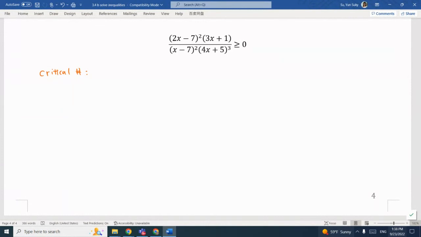So, okay, let's do it slowly. Set each factor equal to 0. So, 2x minus 7 equals 0. 3x plus 1 equals 0. x minus 7 equals 0. 4x plus 5 equals 0. What is x? 7 over 2. Good. And here, 7. Right, move the constant to the right hand side and divide by the coefficient. Okay. So we have the critical numbers.